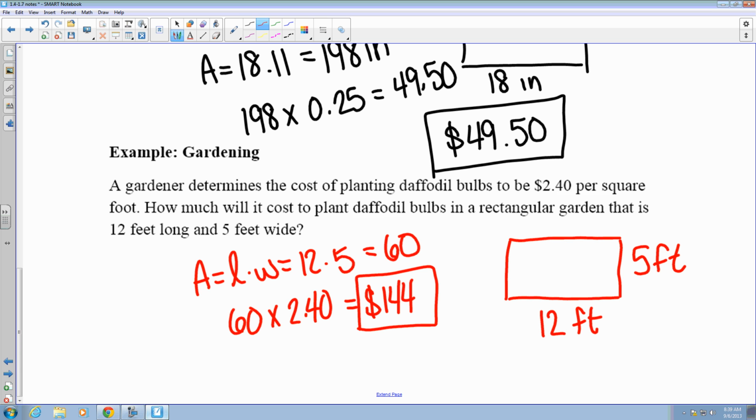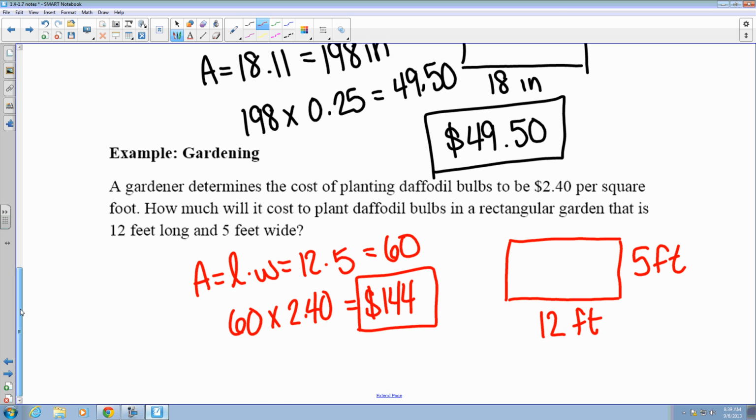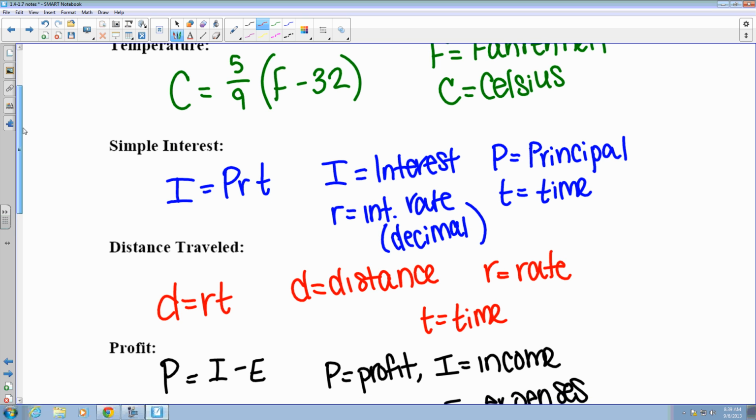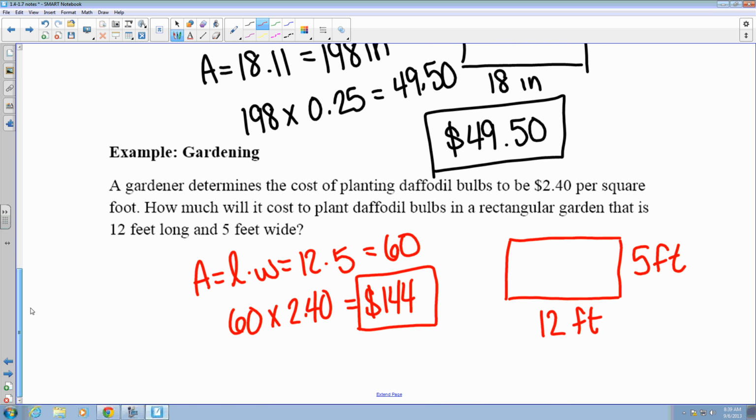Okay, and that's just a couple of examples. Now, if you have any questions on your homework that are not about the length times width, the formulas are up here, and you just need to plug in the pieces of information that you have to solve. That was the problem-solving plan.